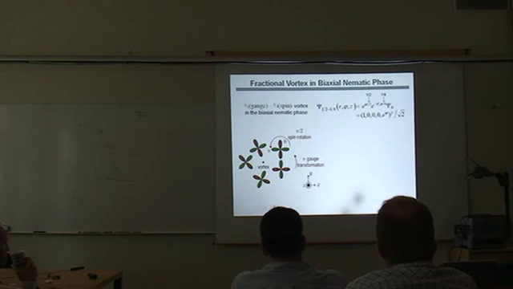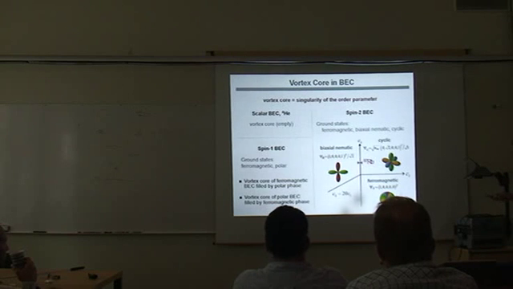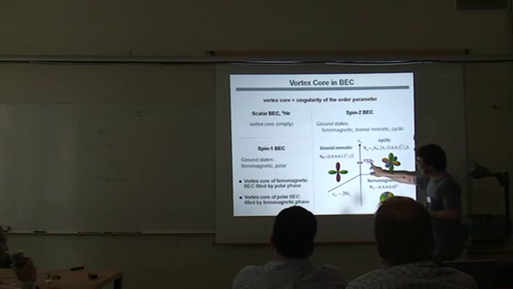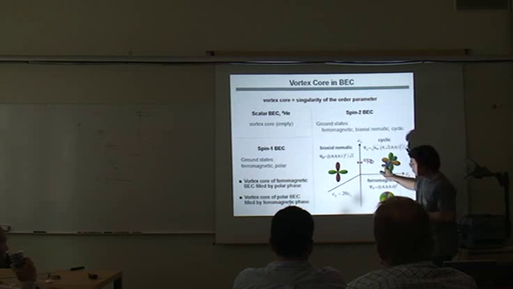So, as an example, let's consider the fractional vortex in a biaxial nematic phase. Biaxial nematic phase, by the way, to show you that this question is realistic, we know that the mean-field symmetric state is on the border between this and this. So therefore we can play with both phases.